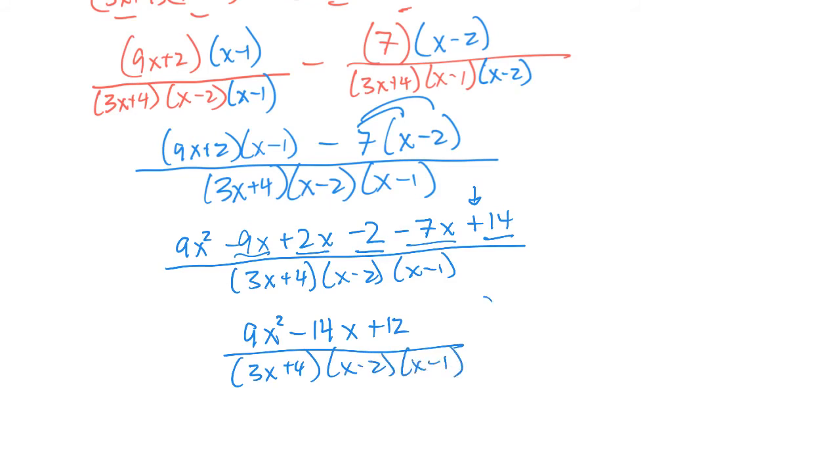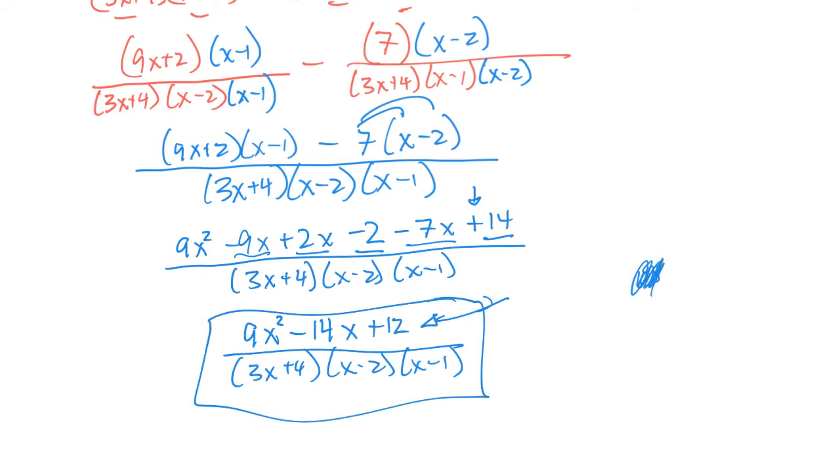Now, the last thing I would do is try and maybe factor this. But 9 times 12 is 108. Things that multiply to 108 and add to 14. I don't think there are any. You can try some, but I don't think there are any. So, that would be my final answer. That would be the difference of those two expressions.